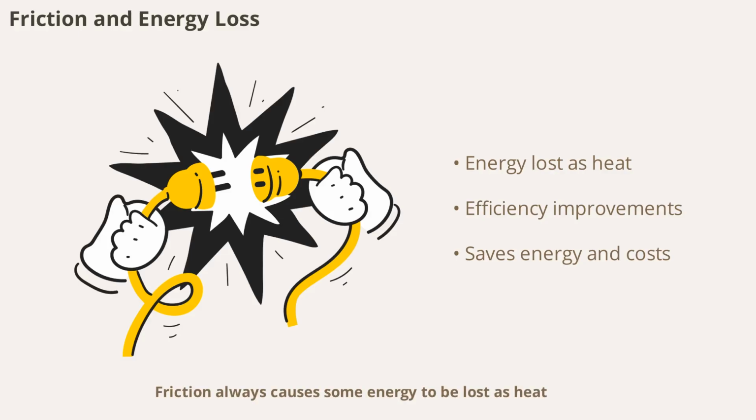Friction always causes some energy to be lost as heat. This is why engines and machines are never 100% efficient. Engineers work to minimize these losses by using better materials, lubricants, and designs. Reducing friction saves energy, lowers costs, and helps protect the environment by making systems more efficient.